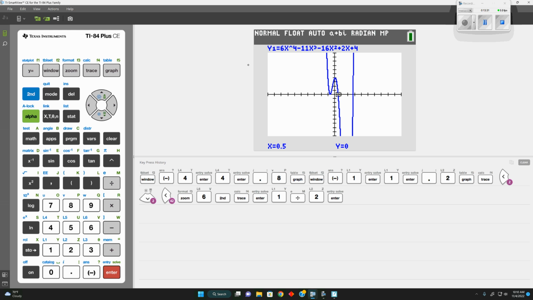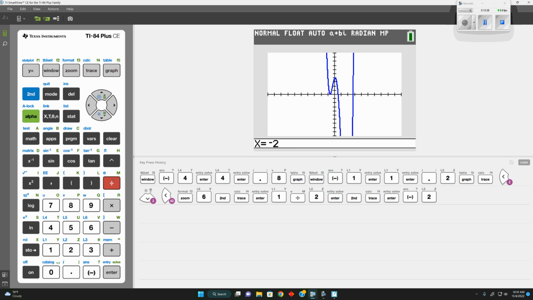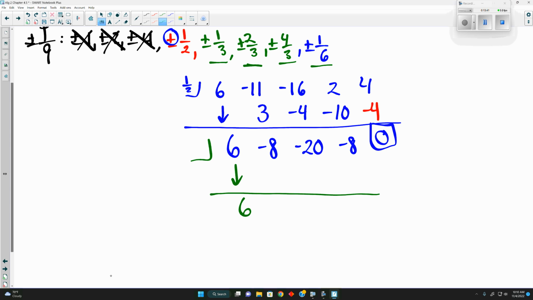So I can come over here and do second trace enter again and say negative 2 divided by 3, and we get 0. So that means negative 2/3 is going to work. We could plug these into the calculator. Negative 2/3 times 6. Well, 6 divided by 3 is 3. Negative 2 times 3 is negative 6.